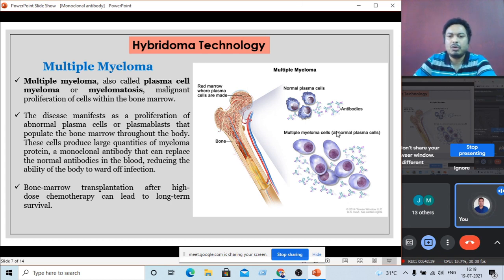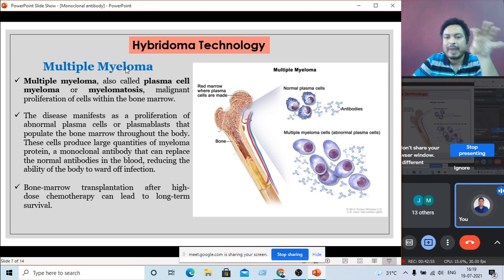Okay, so how can we survive? We can survive by bone marrow transplantation. If bone marrow transplantation is done, then the patient may survive. Okay, so this is the disease condition which is called multiple myeloma disease.